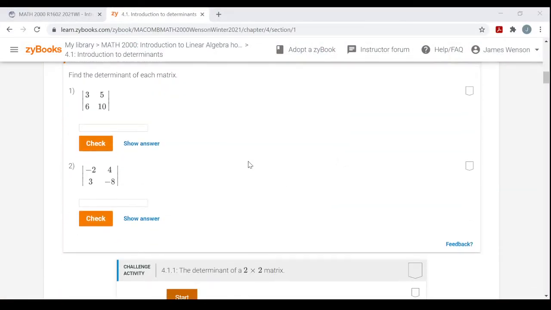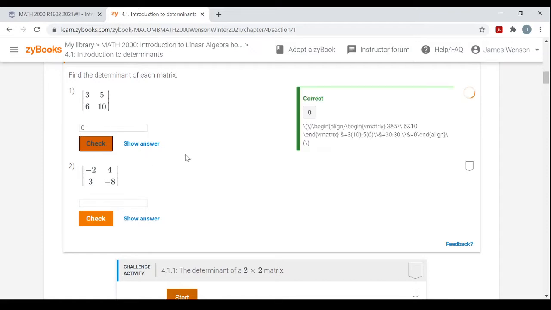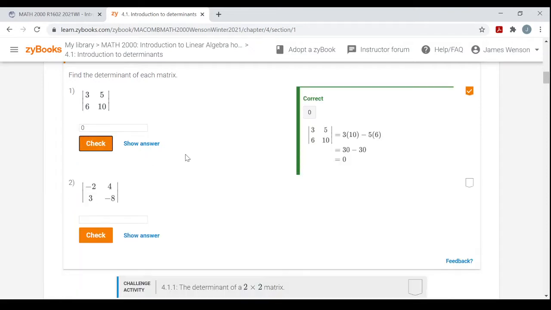Now they have a few other ones here. I'll just do this first one. What's the determinant of, they got the entries written here. So it'd be 30 minus 30. The determinant is 0. And that means that this matrix has no inverse. This matrix with entries 3, 5 in the first row and 6 and 10 in the second row has no inverse. And I'll leave the next one to you.